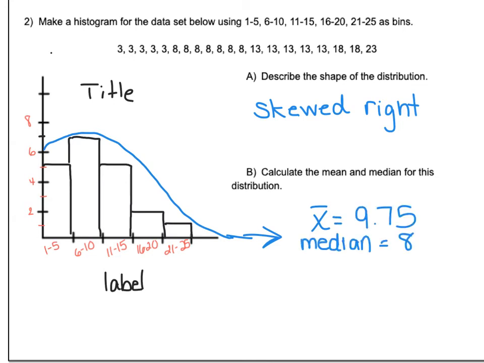So the mean is 9.75 and the median is 8. So notice that the mean this time is greater than the median, or in other words, it's kind of being pulled in the direction of your data. If it is skewed right, the mean is pulled to the right.